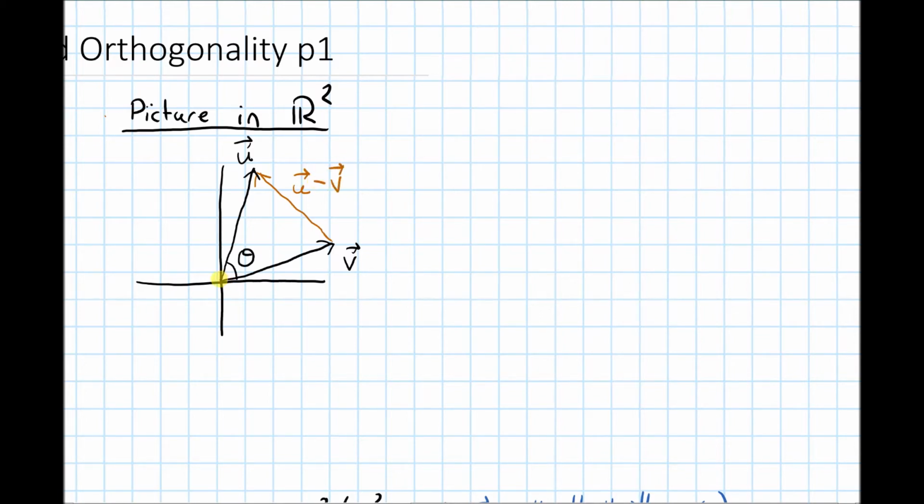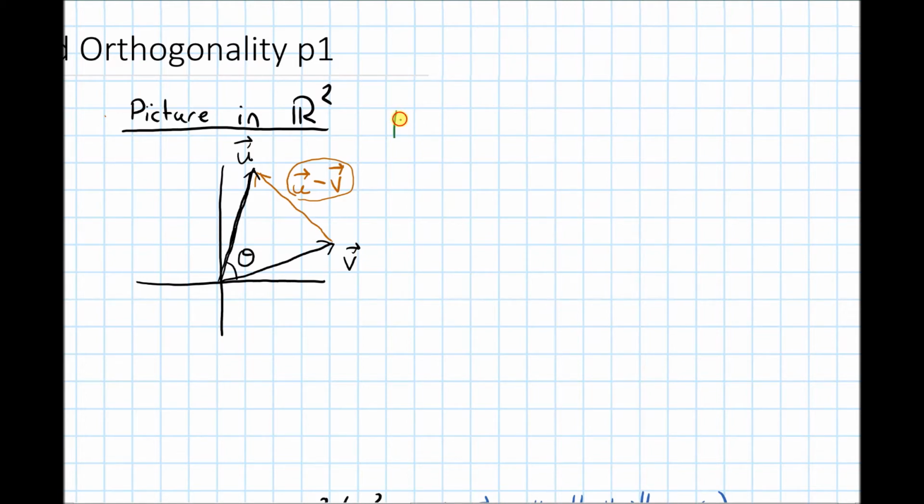Because when I line up, if I add v to u minus v, I would expect to get this vector right here, if I line them up and use the parallelogram rule. But notice that if I add v to u minus v, the v's cancel and I get u. So this dark orange vector is u minus v. Okay, so now let's write down the lengths of these vectors.